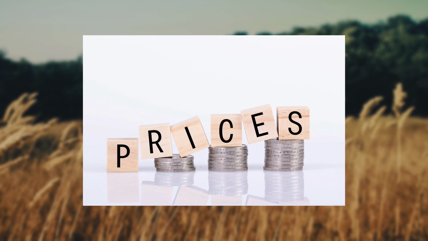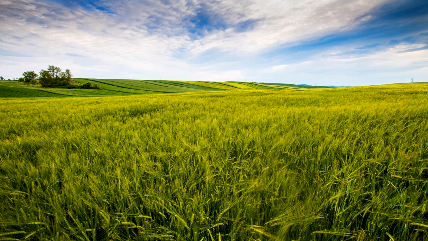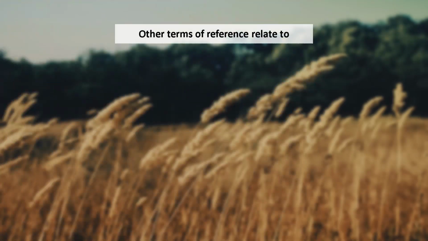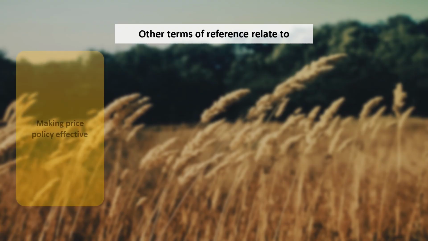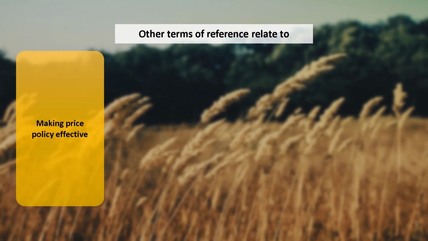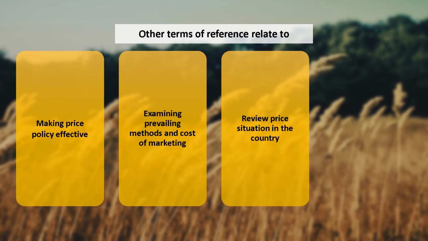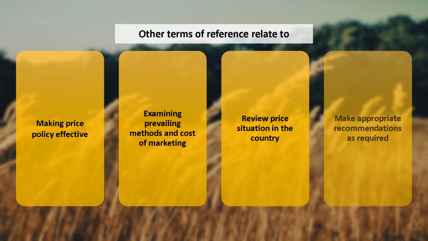The formulation of agriculture price policies was given to the Agriculture Price Commission, which was formed in 1965, and this commission advised the government on different aspects of price policies for major agricultural commodities. There were other terms of reference for this commission, like how to make the price policy effective. This commission also examined the prevailing methods and cost of marketing, reviewed the price situation in the country and made appropriate recommendations as required.